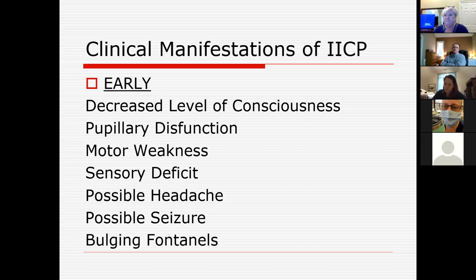Pupillary dysfunction, very important. Early pupillary dysfunction is changing from a briskly reactive pupil to a sluggish reactive pupil. It is not going from a small pupil in one eye to a large pupil in the other eye. That is a very late sign. But every time you've checked them, they've been brisk, brisk, brisk. Then, that didn't seem as brisk as it was before.